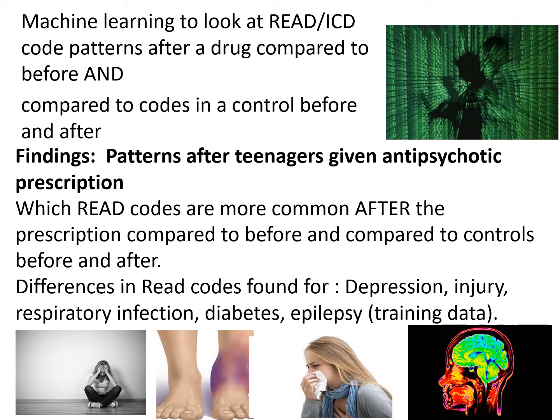And what we found for teenagers given antipsychotic was there was higher rates of depression codes, injury codes, respiratory infection codes, diabetes and epilepsy. So we used one set of data to be able to see that these codes clustered after a prescription, and then we used a second set of data to explore these codes more and to look at what are the prevalence rates. So the machine learning simply highlighted to us these are areas we should look at, and then we go and use traditional statistics to look at that in more depth.